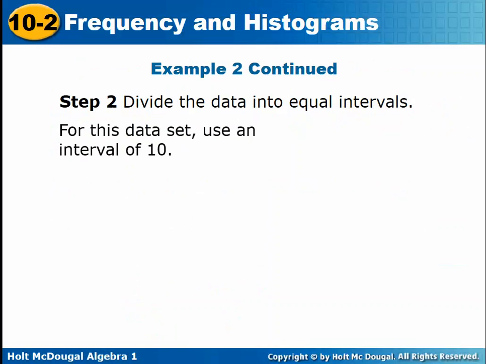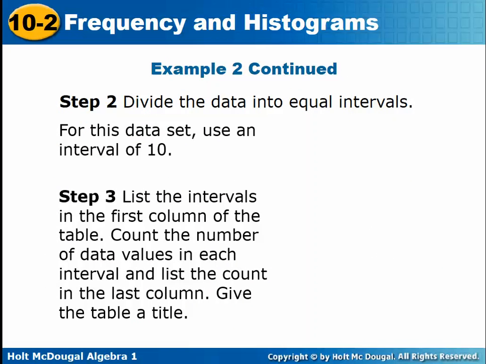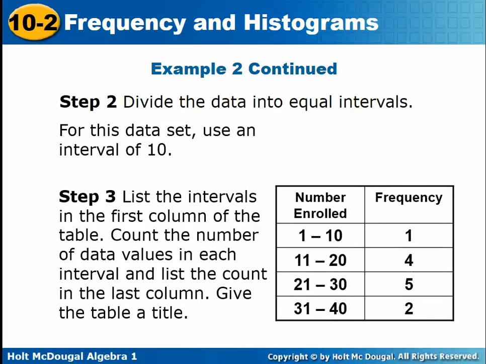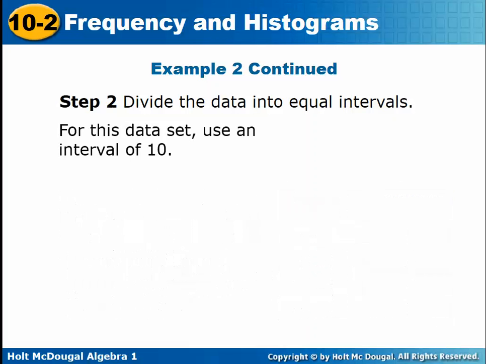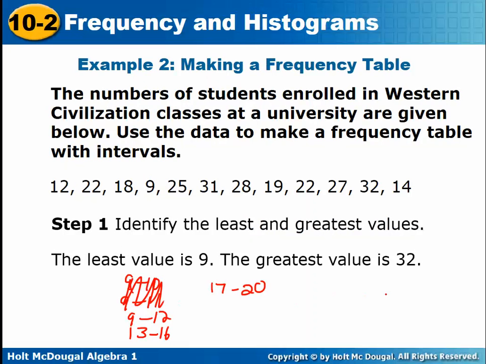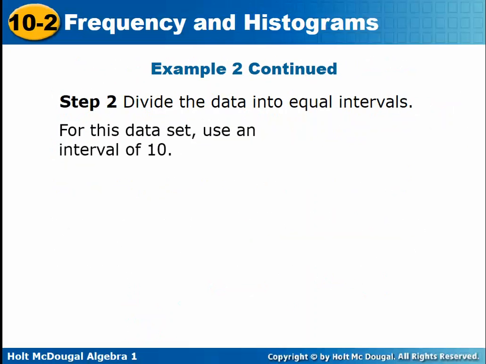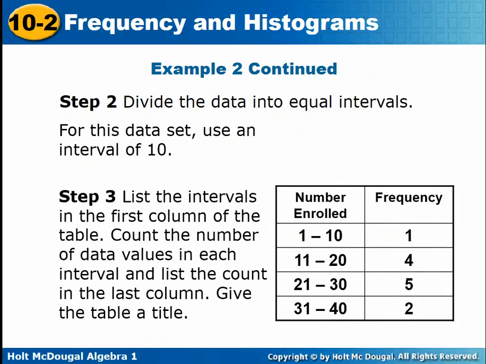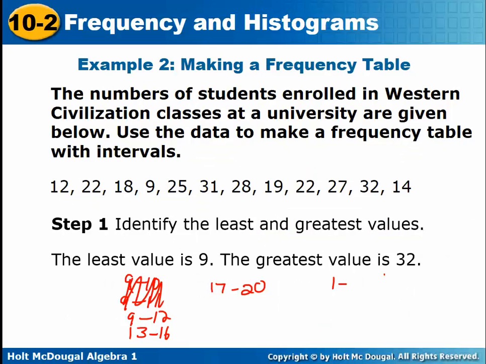They decided to use an interval of 10. So when you do your intervals, you put those in the first column, then you count the number of data values in each interval, and you list the count in the last column. Give the table a title. So let's go back and look at the data and do this. They decided to make their intervals in tens. Did they go 1 to 10 or 1 to 9? Yeah, they did 1 to 10. So 1 to 10, and then 11 to 20, and then 21 to 30, and then 31 to 40. So that's going to be our first column.